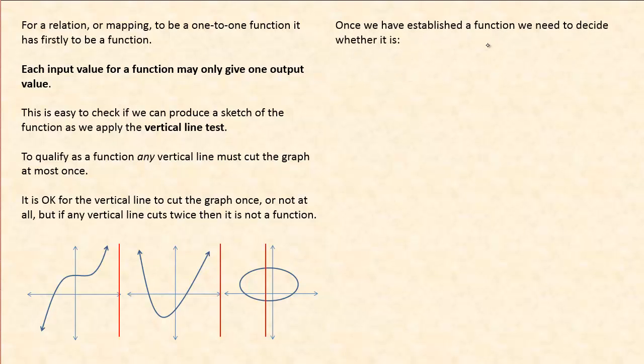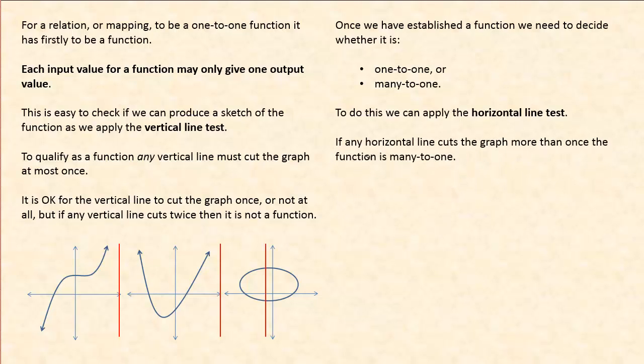Once we have established a function, we need to decide whether it is a one-to-one function or a many-to-one function. To do this, we apply the horizontal line test. So to decide whether or not we have a function, we use the vertical line test. To decide whether it's one-to-one or many-to-one, once we know it is a function, we apply the horizontal line test. If any horizontal line cuts the graph more than once, the function is many-to-one. So for a one-to-one function, any horizontal line will cut the graph at most once.